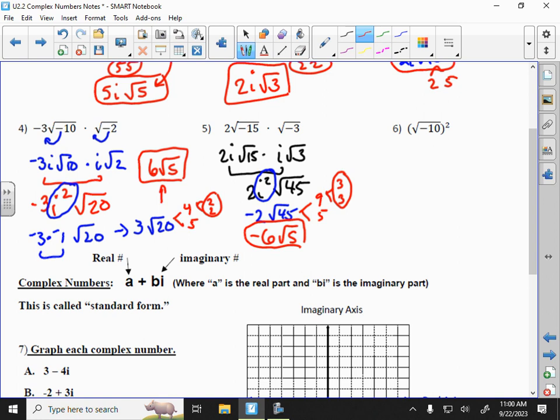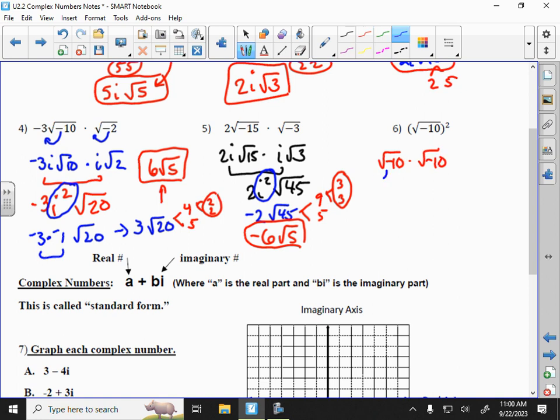All right, number 6. So square root of negative 10 squared. So you'll see there is a shortcut on this. The square and the square root cancel each other out. So that's going to simplify to negative 10. But let's say you didn't know that. We could rewrite this as square root of negative 10 times square root of negative 10. Remember, something squared means write it twice.